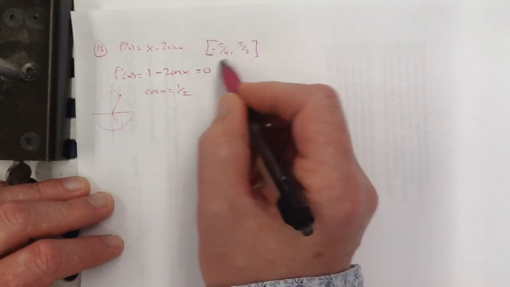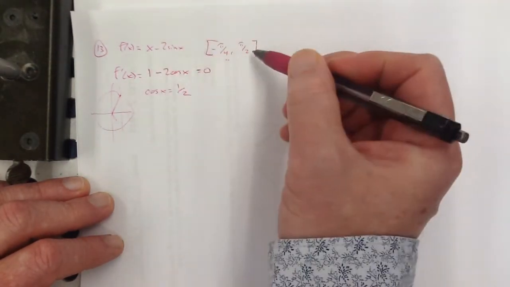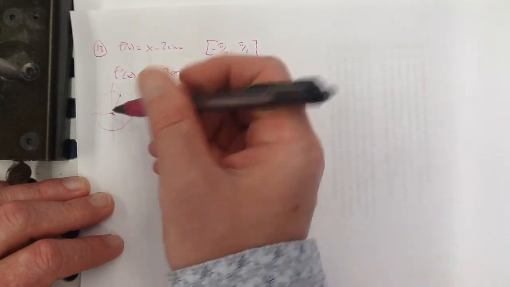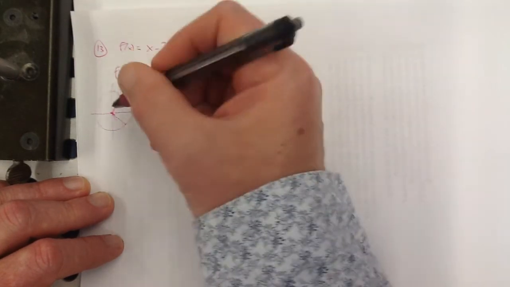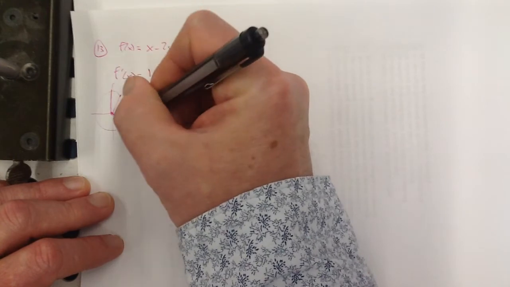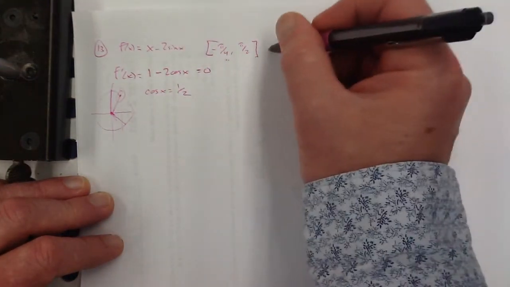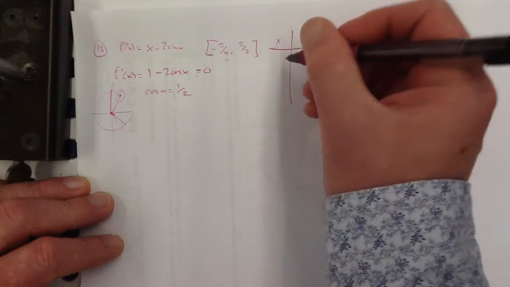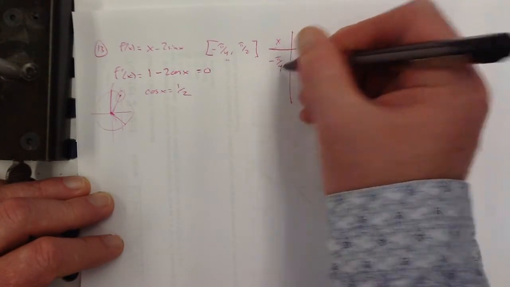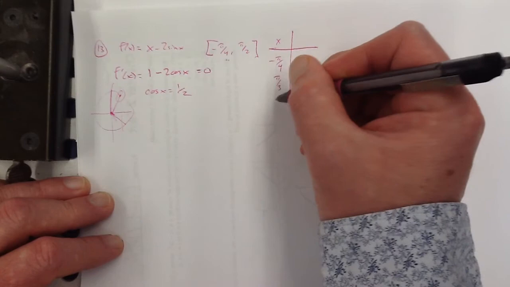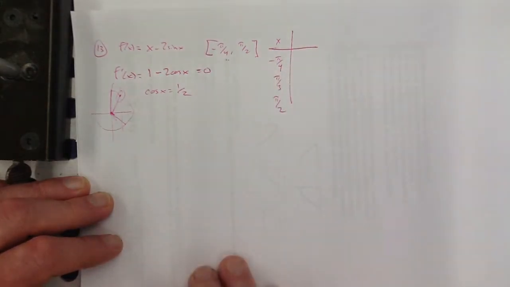Negative pi over 3 is not actually in this interval anymore, right? This is the interval from here, negative pi over 4 to pi over 2. So we're looking for angles in there. That's the only one, pi over 3. So there's the things I need to check.